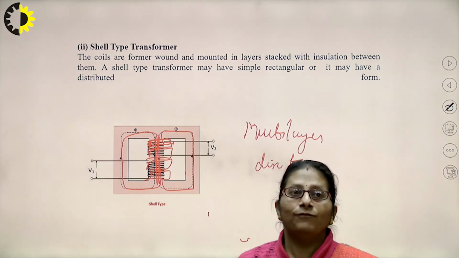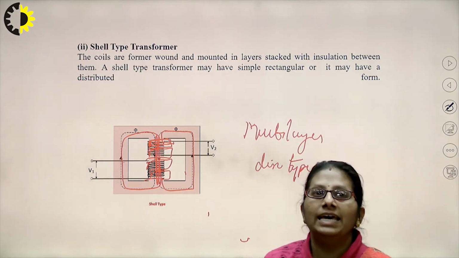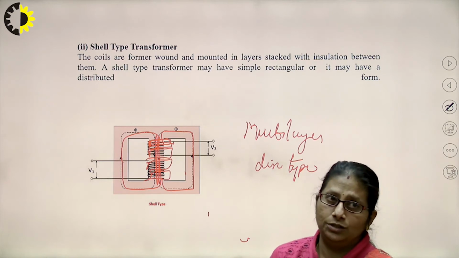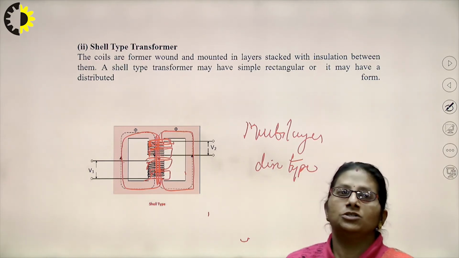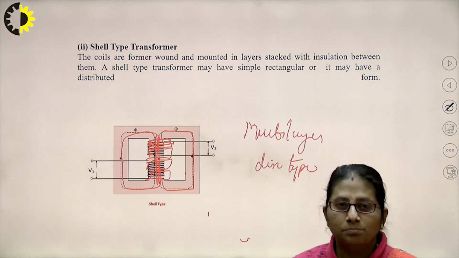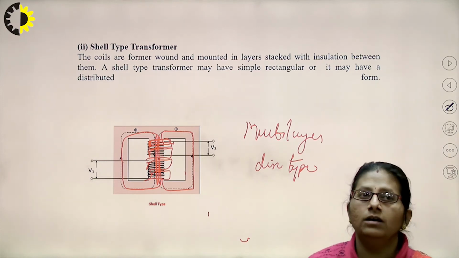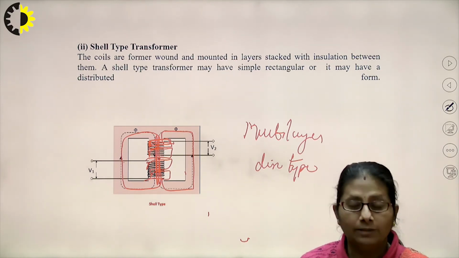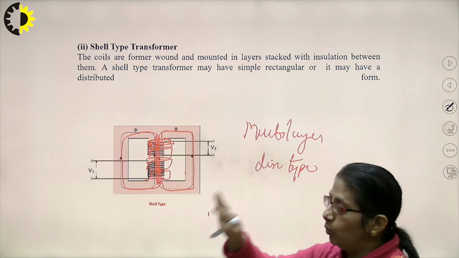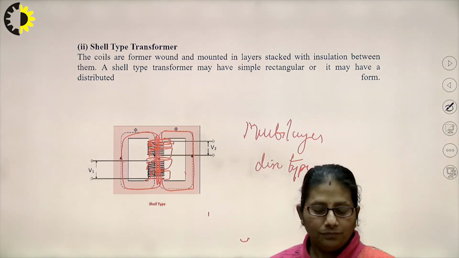The coils are former wound and mounted in layers stacked with insulation between them. A shell type transformer may have a simple rectangular form or a distributed form. So, these are the differences between core type and shell type.